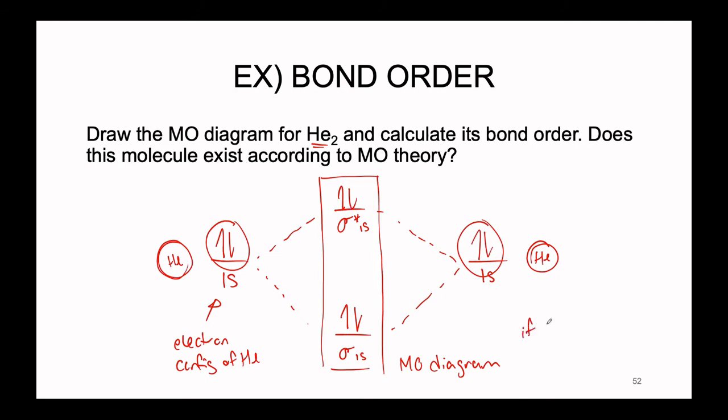If the number of bonding electrons equals the number of anti-bonding electrons, you have no bond. For every electron in a bonding molecular orbital, you will have a bond present, but for every electron in an anti-bonding orbital, we're going to see a slow deconstruction, or destabilization, of the bond.